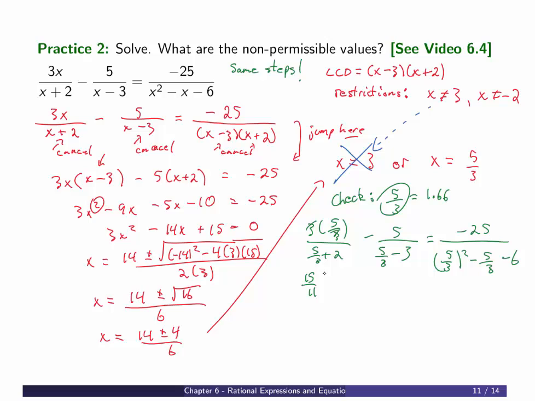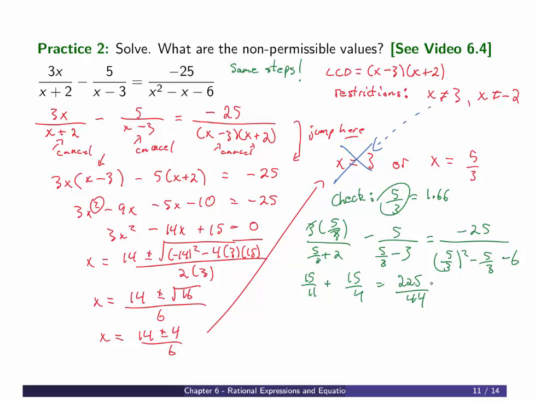My calculator will convert fractions for me. So this will be 5 divided by 5 over 3 minus 3. So this will turn out to be plus 15 over 4 equals, now we have 5 over 3 squared minus 5 over 3 minus 6. Okay. And when you divide that by 25, you're going to get 225 over 44.